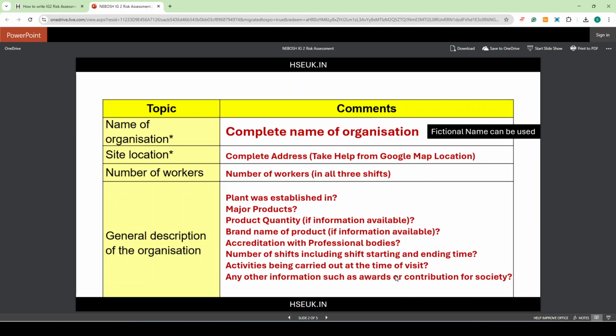Then any other information such as awards or contributions for the society. So if the organization has received any award, you should mention it, or what they have contributed. Like they have donated 5 million rupees to one of the community schools for better education. They have also gifted some of the school buses to some of the institutions, or their social services are very good. Like they are planting this number of trees, or whatever they are doing, you should mention it here. Okay. So for that, you can take help of the company website for this data.